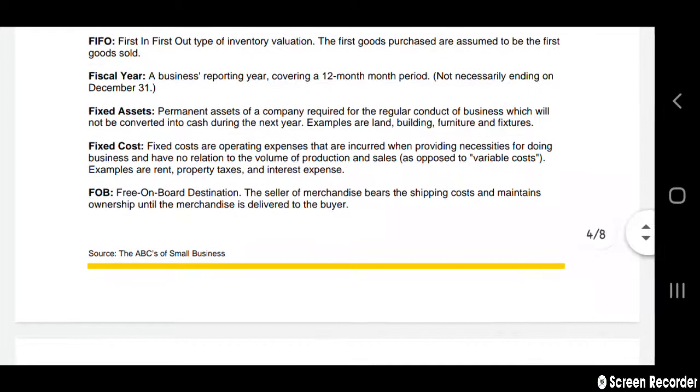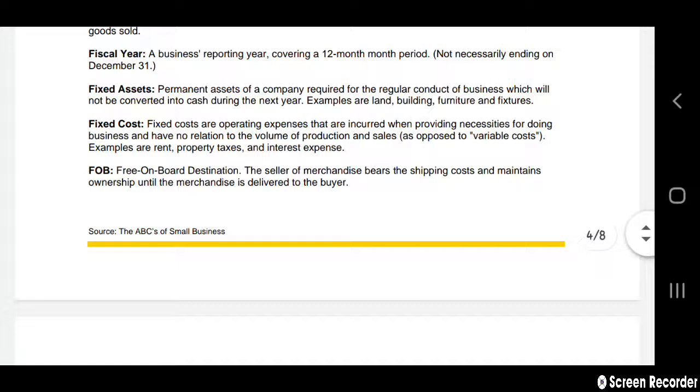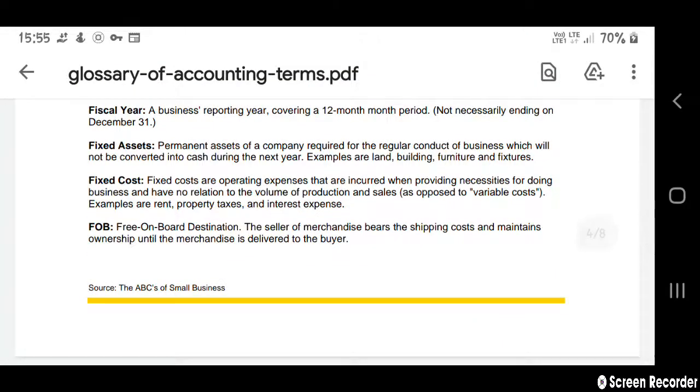Fiscal year. It is a business reporting year covering a 12 month period, not necessarily ending on December 31st, but still a 1 year period, like from March to next April. Next, fixed asset: permanent assets of a company that are required for the regular conduct of business and will not be converted into cash during the next year, like land, building, furniture and fixtures.